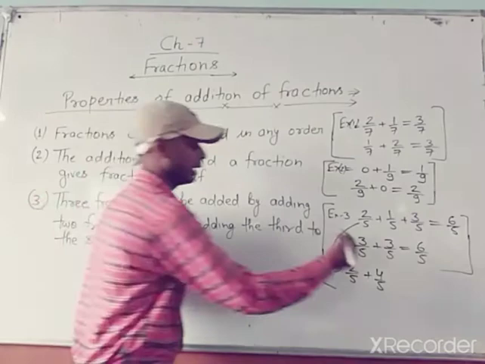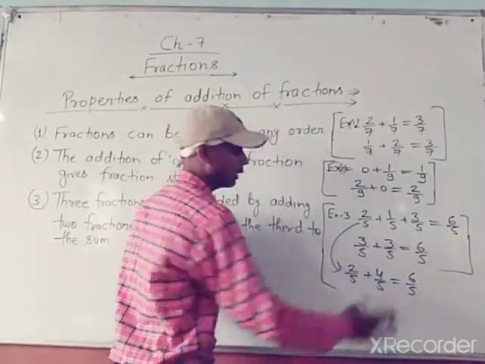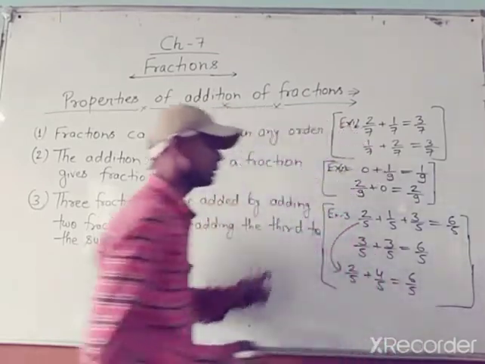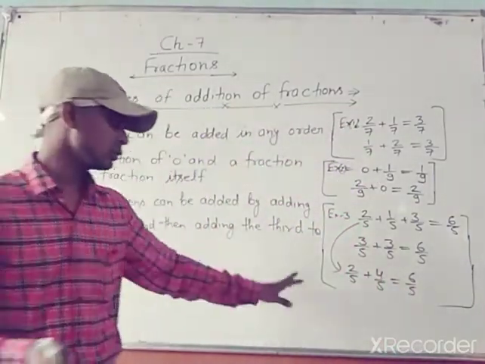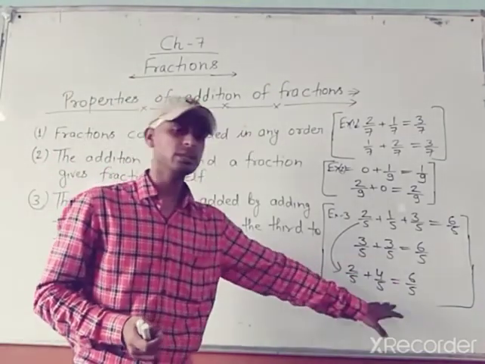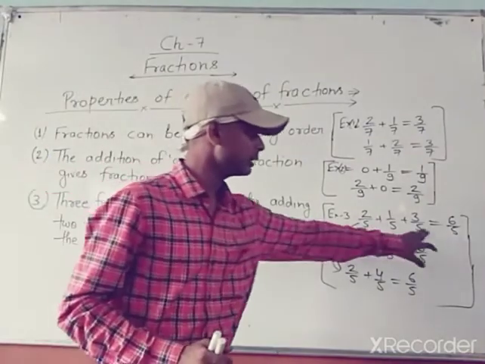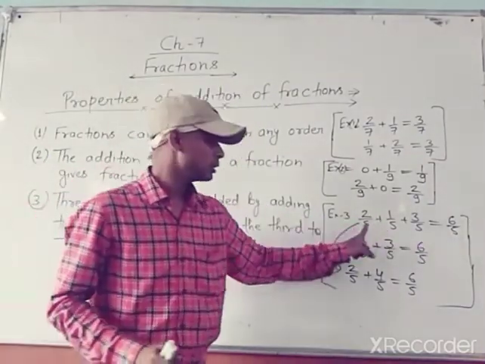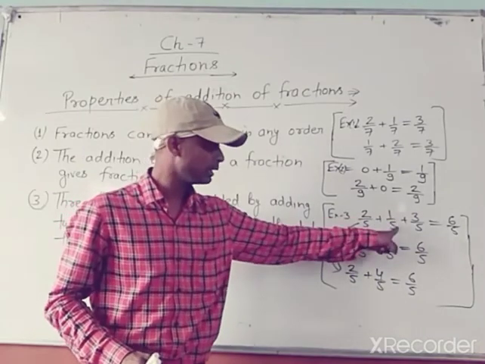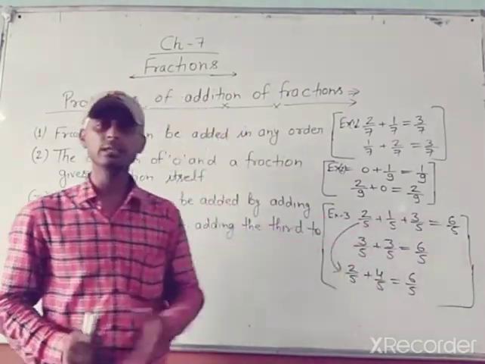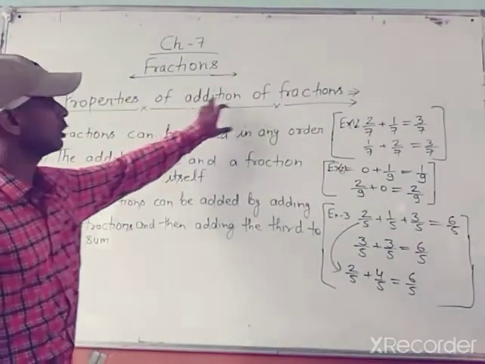Now 4 plus 2 again gives 6 by 5. It means if you want to add 2 and 3 into the first one, then again you will get the same result, that is 6 by 5. Or if you want to add the first and third one, 2 and 3 is 5 by 5, and then add the second term 1 by 5, again you will get the same result, 6 by 5.